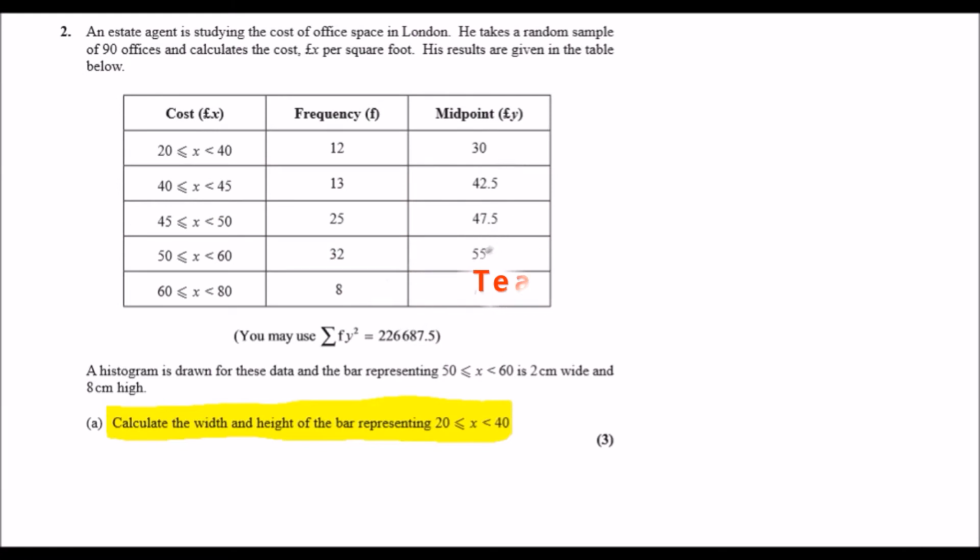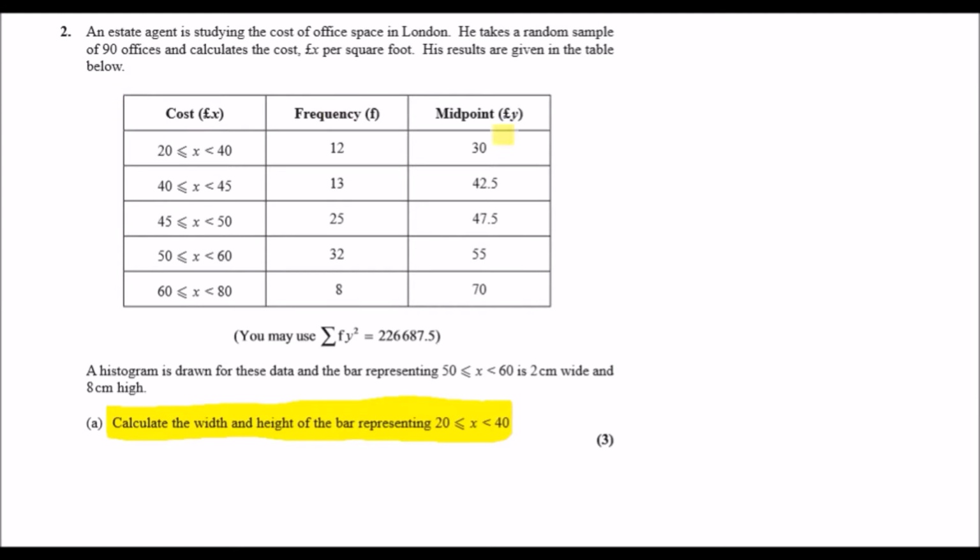Okay guys, welcome to question 2. So what do we have here? An estate agent is studying the cost of office space in London. He takes a random sample of 90 offices and calculates the cost, X pounds per square foot. His results are given in the table below.